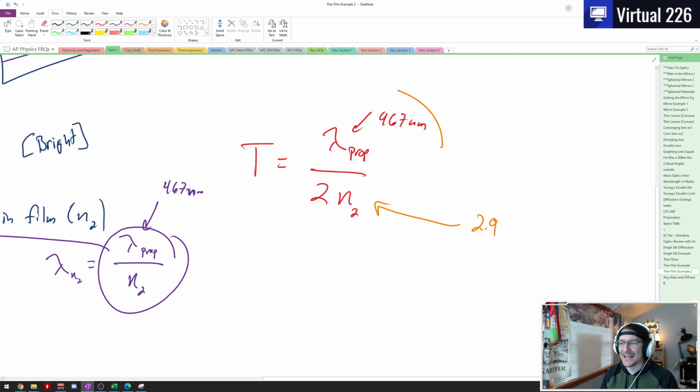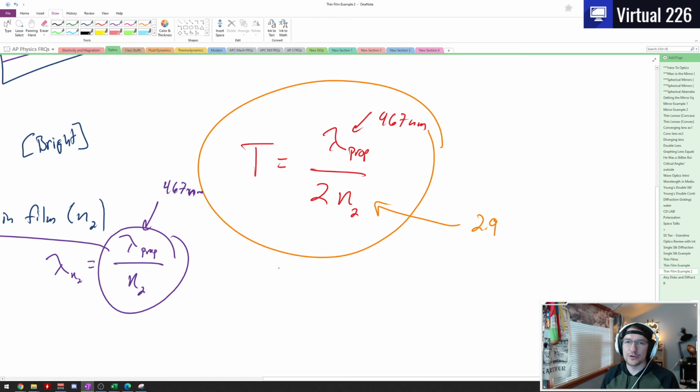Okay, so that is our true complete answer, lambda over 2, and then don't forget about your wavelength being in the film itself. It's slowing down. We have a new lambda. That's how we solve that problem. We're going to do another example of this, but for now, this one is finished.